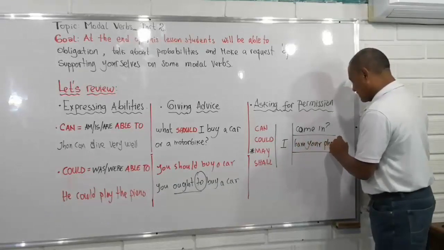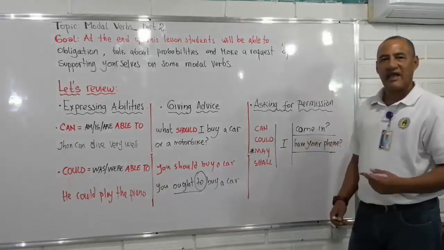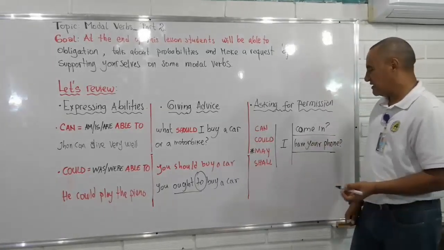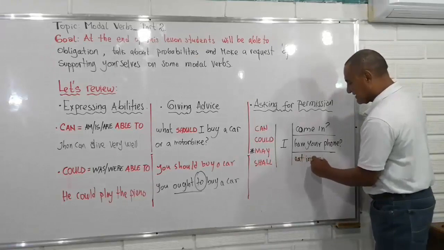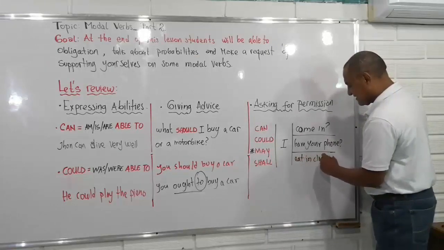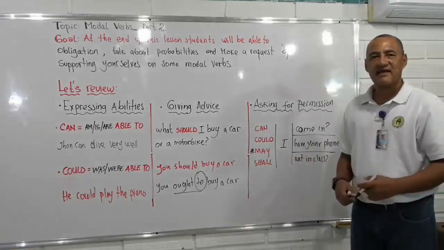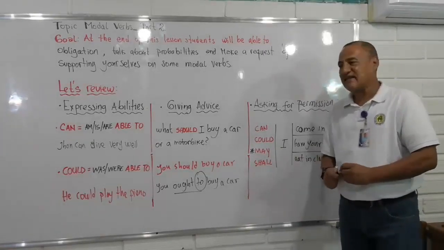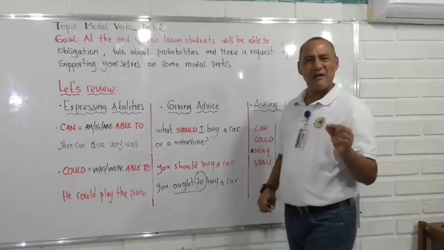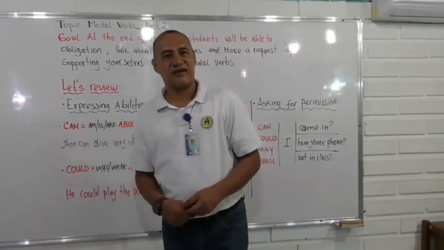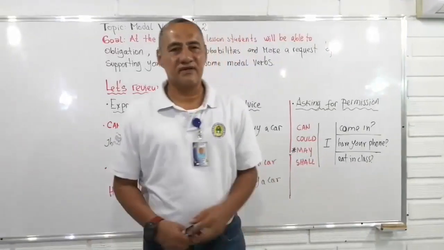You say, okay, may I have your phone? Can I have your phone? Shall I have your phone? Say, shall I eat in class? Just permission for this. Can I eat in class? Could I eat in class? Okay, that was a brief review of the topic that we studied in the previous lesson.